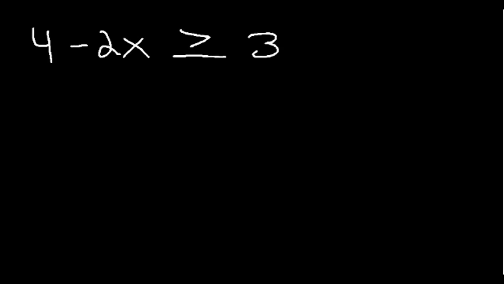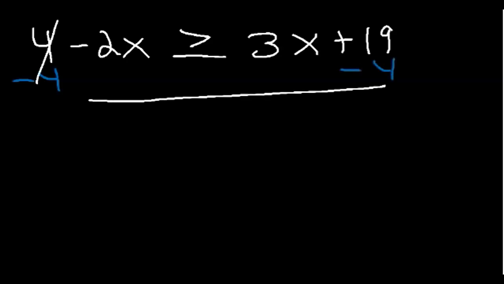Now what if we have variables on both sides? 4 minus 2x is equal to or greater than 3x plus 19. How can we solve for x in this particular example? There are many ways you can approach this problem, but first let's subtract 4 from both sides. So 19 minus 4 is 15.